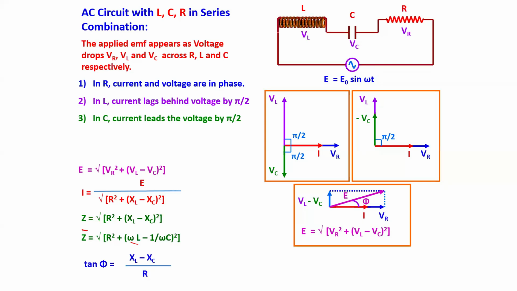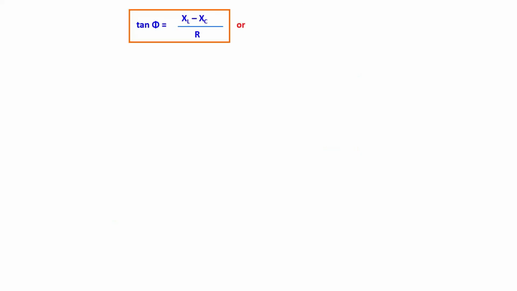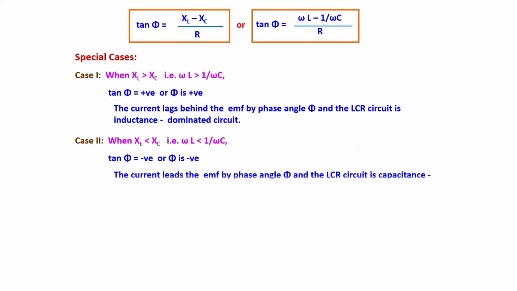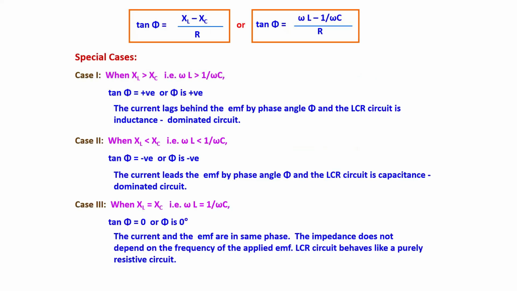Yes, now we are moving to tan theta, how we have to represent the angle. Now, I just show the special cases: when the value of XL is greater than XC, when XL is less than XC, when XL is equal to XC. So here you can note all these cases. It will be very helpful when you are going for your final exam.